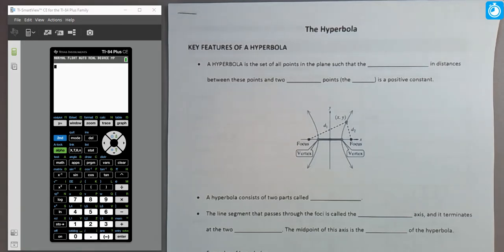In this video, we're going to discuss the second conic section, the so-called hyperbola. We're going to find that the equation of a hyperbola looks very similar to the equation of an ellipse, but their graphs look radically different.